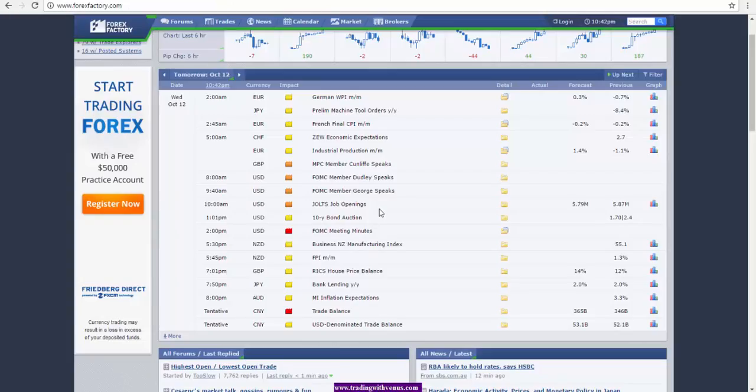Taking a look at our economic calendar here for October 12th. The UK session looks fairly quiet. We have MPC member Cunliffe speaking for the British pound, and that's pretty much it for the UK session. We do have some yellow news here, which is minor news. And going into the US session, we have a couple of FOMC members speaking. We have JOLTS job openings at 10 a.m. Eastern, and then the most important thing for October 12th is the FOMC meeting minutes at 2 p.m.